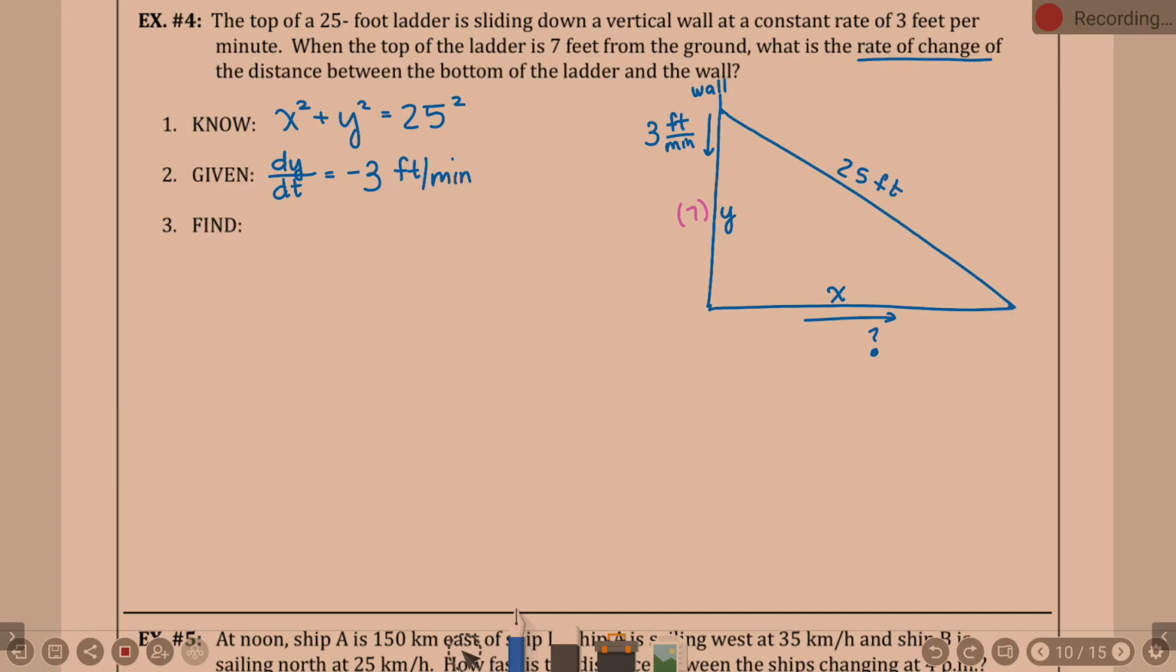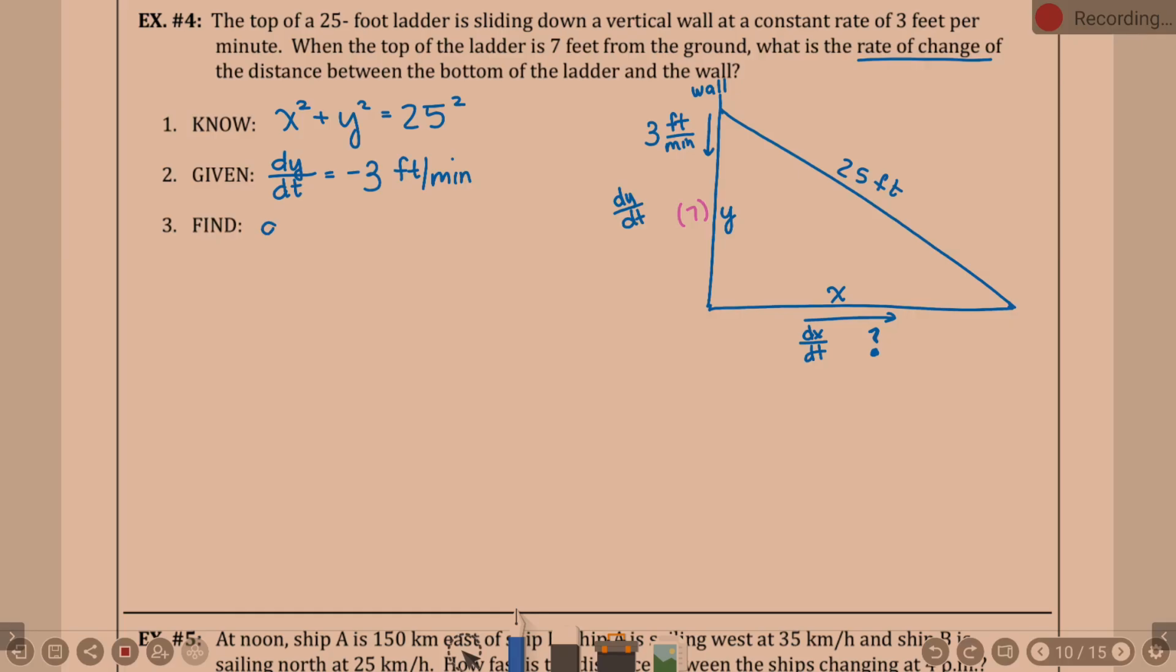So what are we being asked? We're being asked for this change here. What is that change? Variable-wise, if moving down the wall was dy/dt, moving out from the wall is dx/dt. So we're being asked, what is dx/dt?